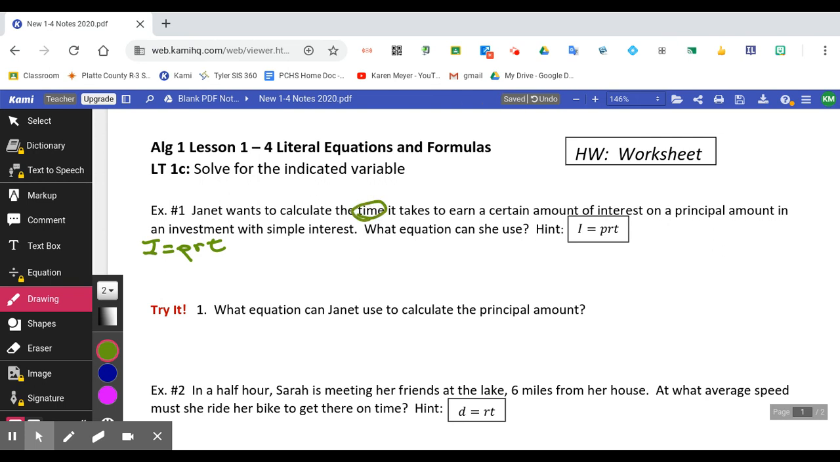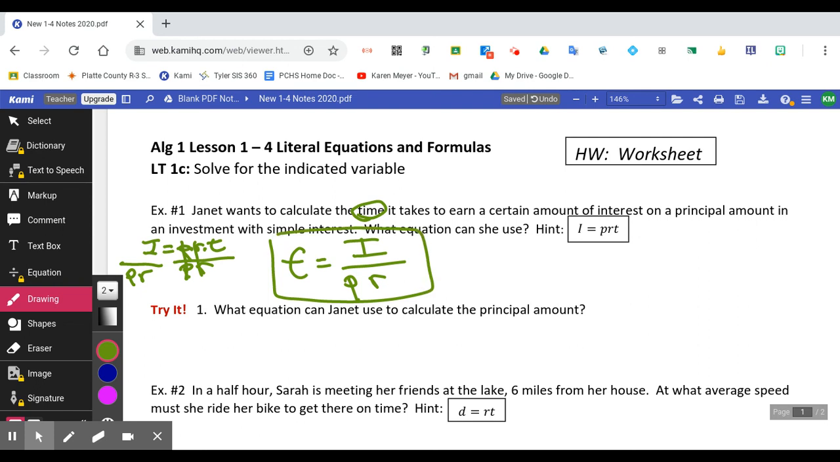Right now, if we look at the P and the R and the T, they're all written right next to each other, which means multiplication. So what is the opposite, the inverse, of multiplication? That is division. To get rid of a times P, we divide both sides by P. To get rid of a times R, we divide both sides by R. So in this problem, we're going to divide both sides by PR, and that will give us the variable T all by itself. So the final answer is T equals I over PR.